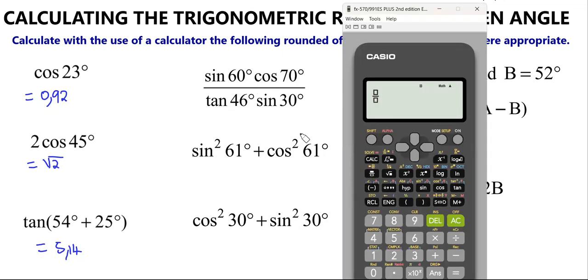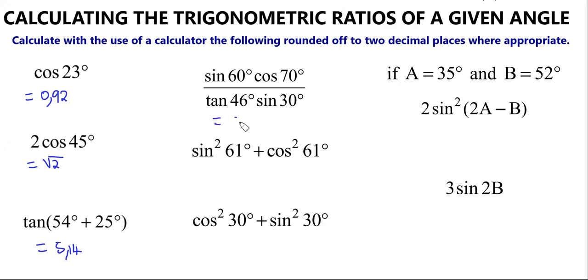Okay. Then let's look at this and see if we can get it. Here you're just putting it as it is. You write sin 60, cos 70, over tan 46, sine 30. Then we have to get 0.57.